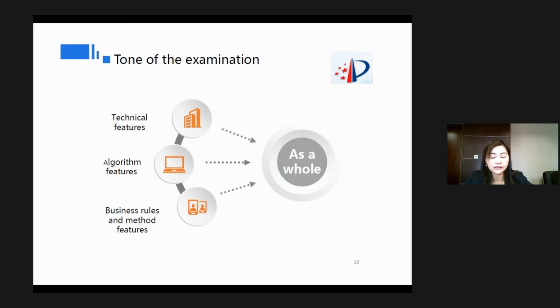What is the relevance consideration principle? Technical features as well as algorithmic features or business rules and method features supporting each other and having mutual relation should be considered as a whole. In the examination of inventiveness, the mutual support and interactions between technical features and non-technical features should also be considered.